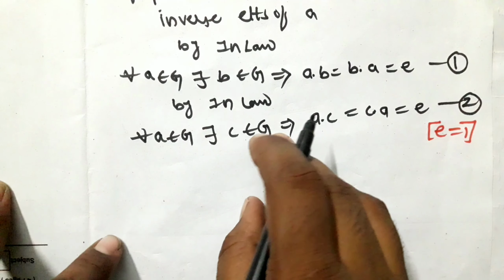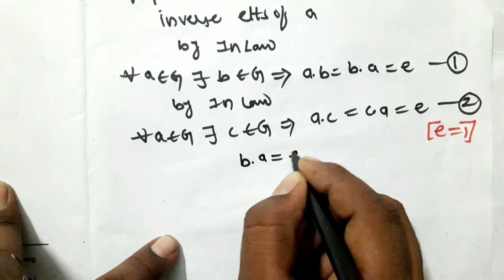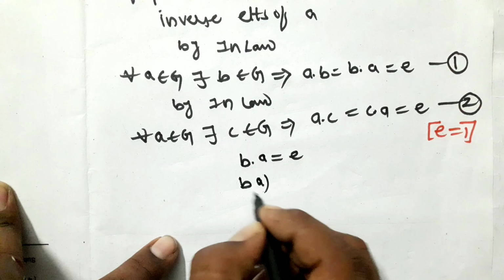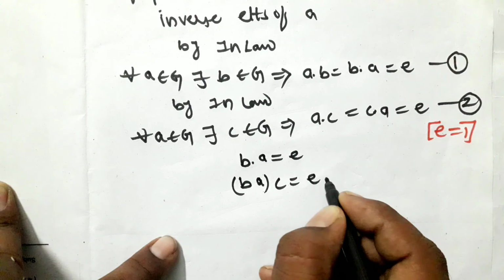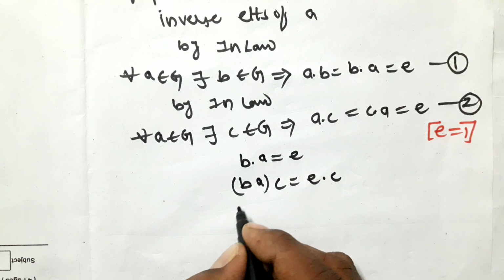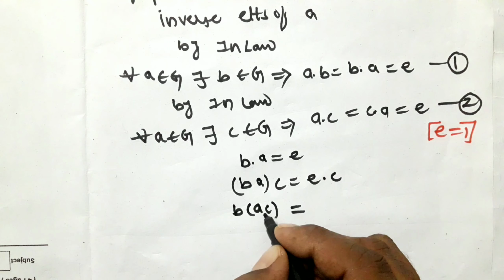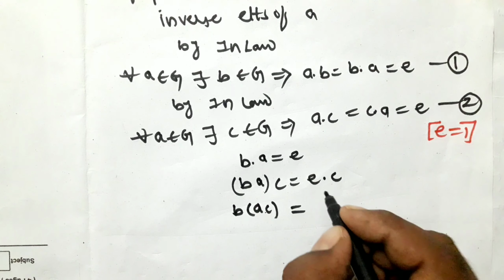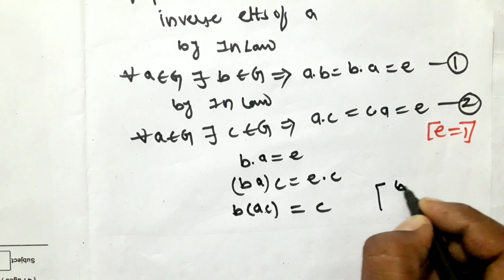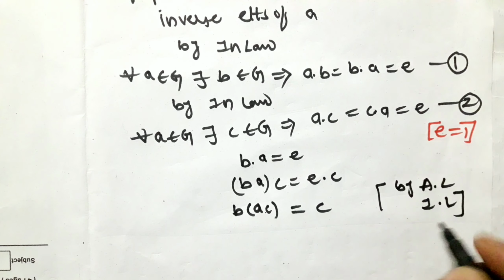From equation 1, we write b dot a equals e. Next, I am multiplying with c on both sides. We get (b dot a) dot c equals e dot c. By the associative law, b dot (a dot c) equals, by the identity law, e is 1, and if you substitute 1 into c, we get c. So these steps use the associative law and the identity law.